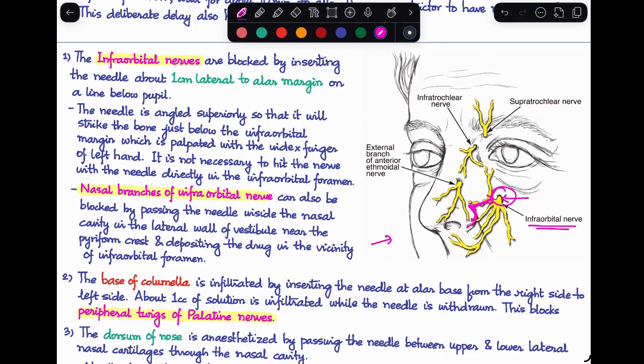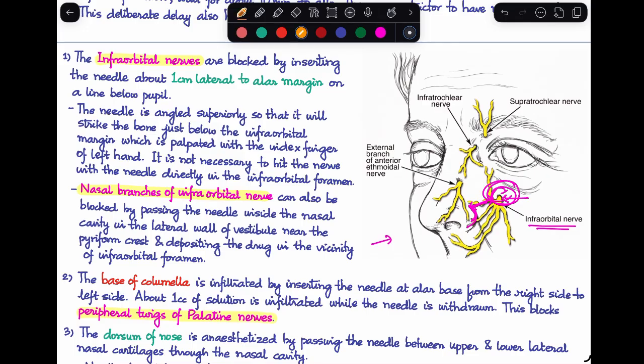below the pupil. Now the needle needs to be angled superiorly so that we strike the bone when we insert it just below the infraorbital margin. And this you should be able to palpate by palpating with your left hand finger. It is not necessary that you hit the nerve with the needle directly in the infraorbital foramen. Just being in the general area is enough. So this is our first site, the infraorbital nerve, which is given 1 centimeter lateral to the alar margin.